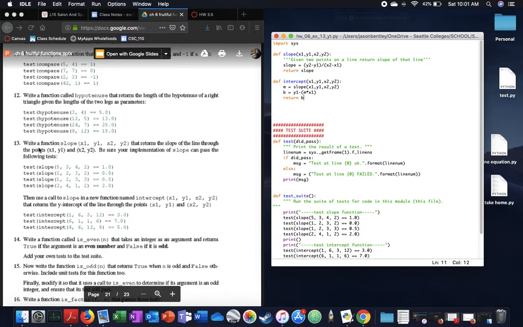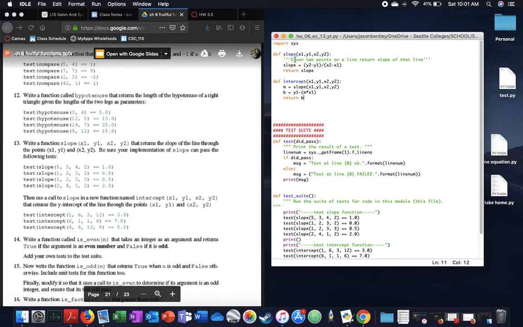Homework for Chapter 6, Fruitful Functions, asks us to write a function slope that returns the slope of a line through these points, and then test it, and then afterwards write a function intercept that returns the y-intercept of that line.